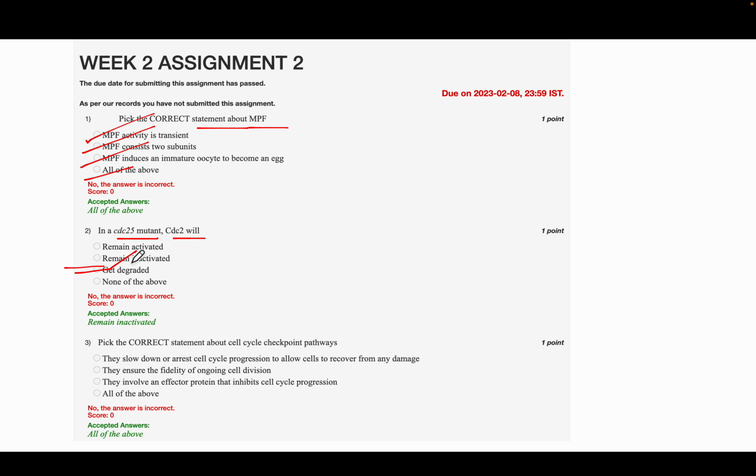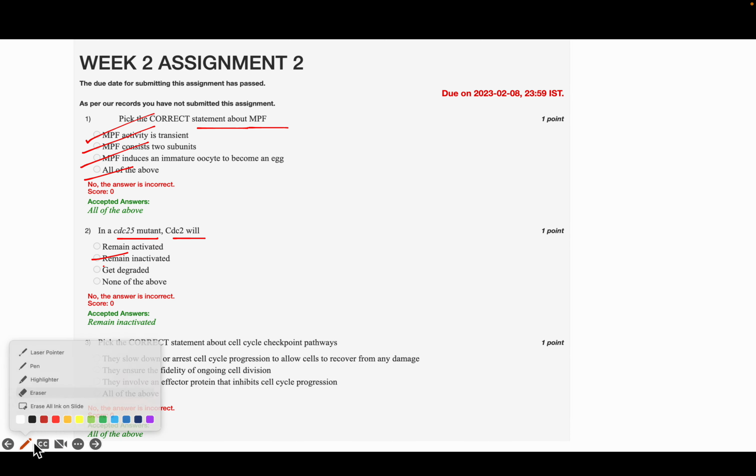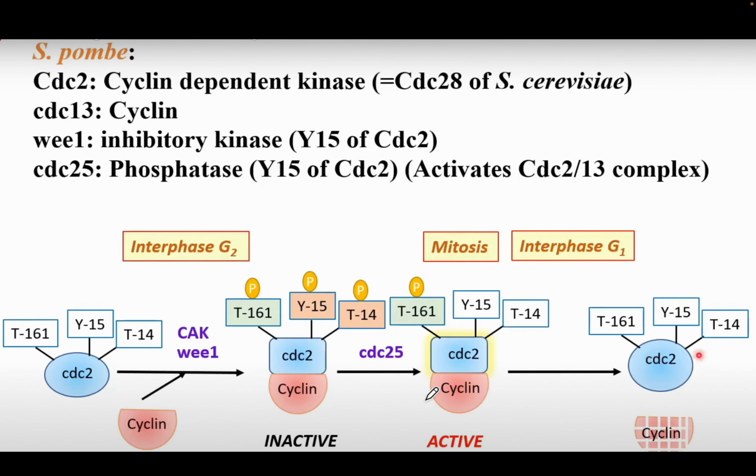But how will it happen? We will discuss. So if you see the diagram, what is CDC2? CDC2 is a cyclin dependent kinase, also known as CDC28 in the case of Saccharomyces cerevisiae. CDC13 is a cyclin, so we know that there are two components, cyclin dependent kinase or CDK, and cyclin, which binds with CDK. In this case CDC13 is a cyclin and CDC2 is a CDK. And there are also two proteins that play an important role: Wee1, which is an inhibitory kinase, and CDC25, which is a phosphatase.